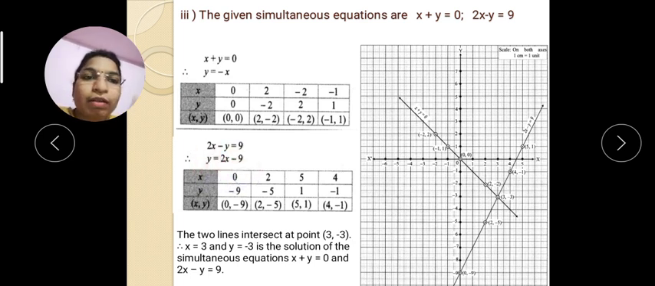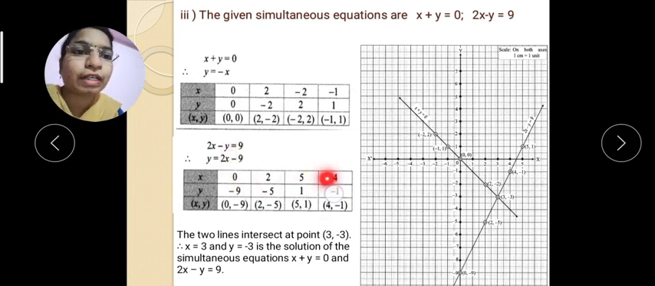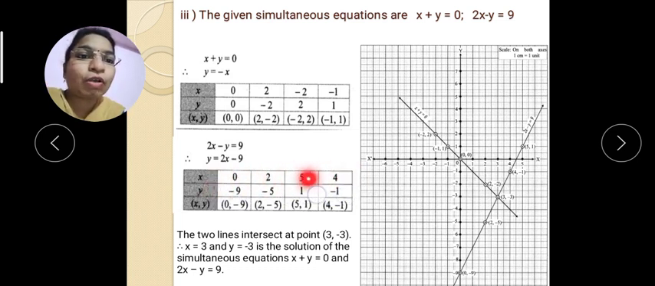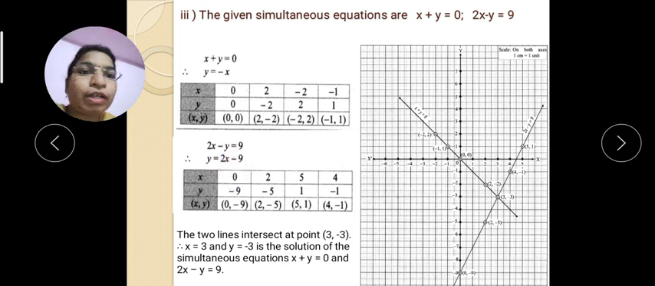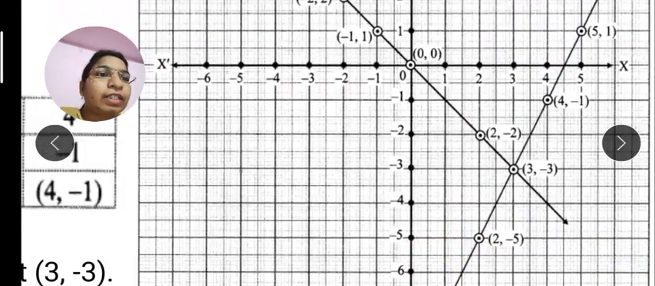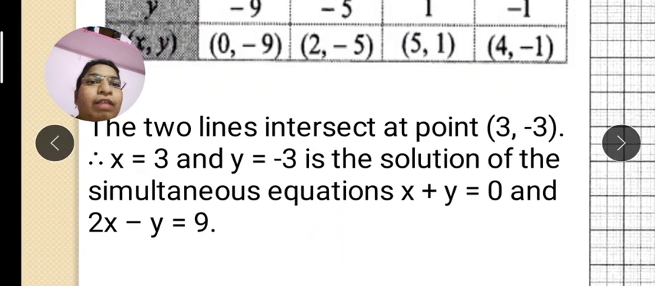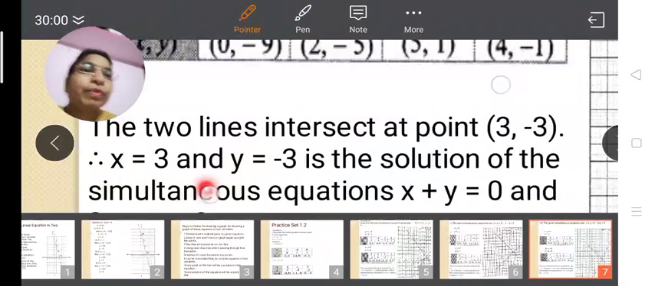Now y is equal to 2x minus 9. Use this equation, find out the four pairs. How to find that, you also know very well. Substitute the values of x, whatever values are given in the first row, that is the value of x. After substituting, you will get the value of y. Then draw on the graph. The intersection point of these lines is 3, minus 3, and therefore the solution of the given simultaneous equations is 3, minus 3.